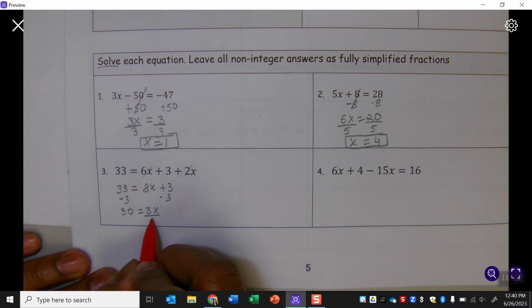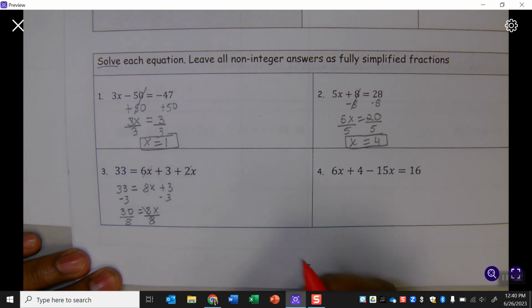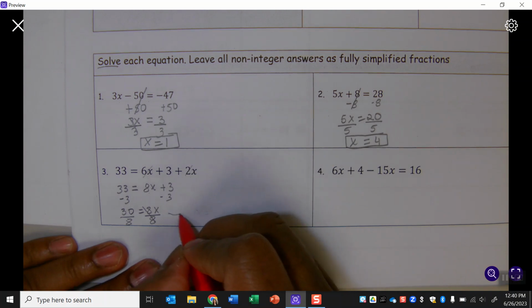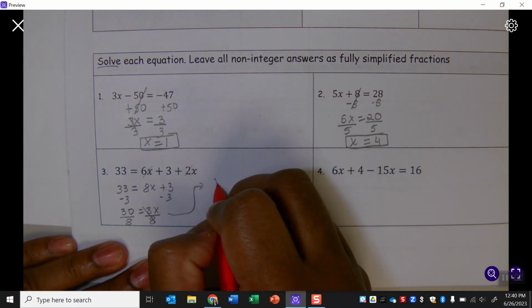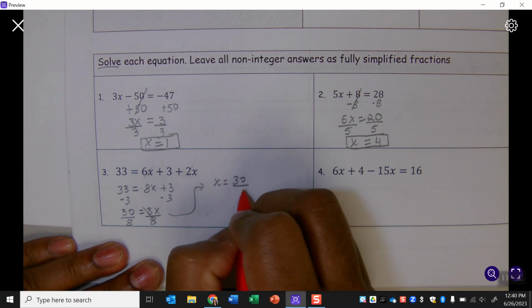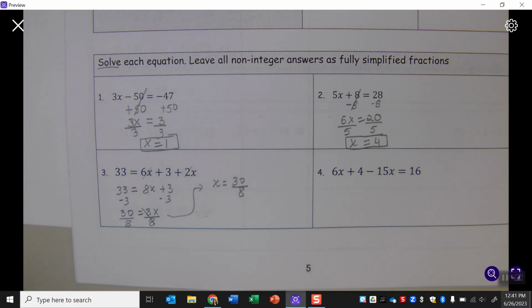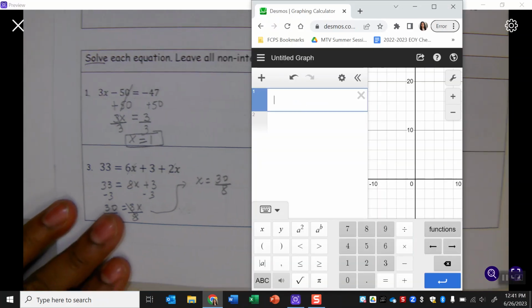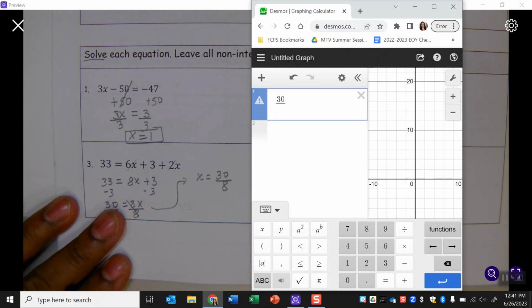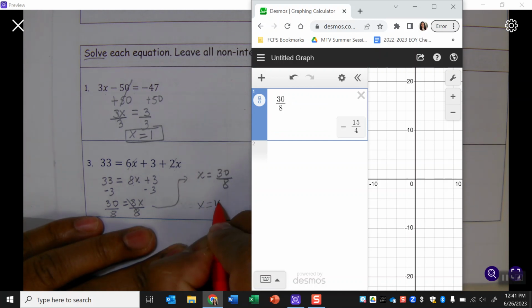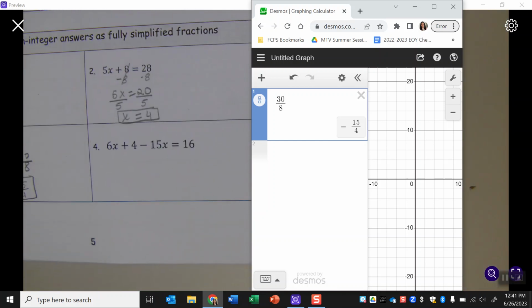Now the variable is on this side, so I need to get rid of that 8. So you have x equals 30 over 8. Now I do need to reduce it, simplify fractions. I know 2 goes into both of them, or if you want, I can put this in Desmos since it simplifies it for you. So that's 15 over 4. Okay? All right.